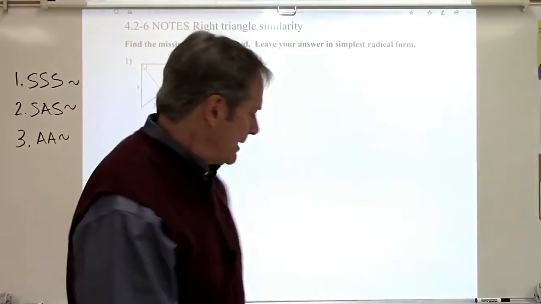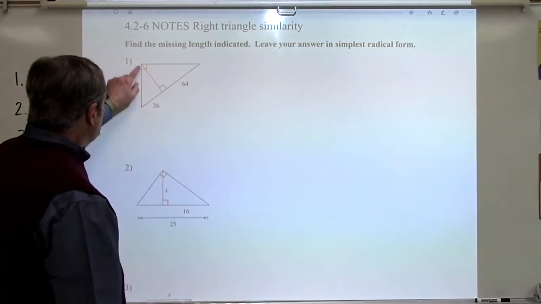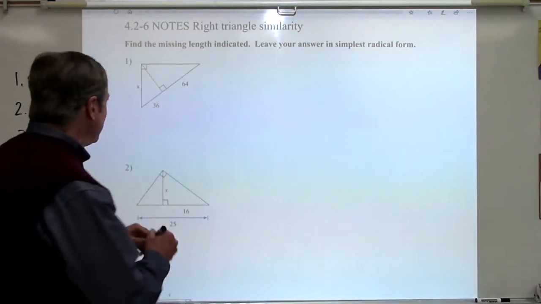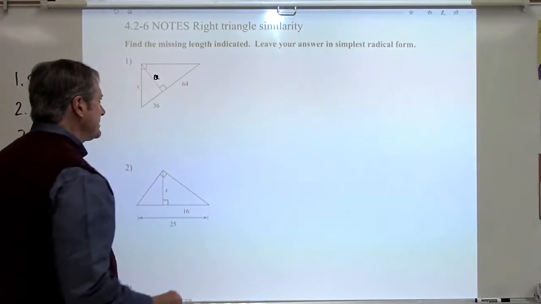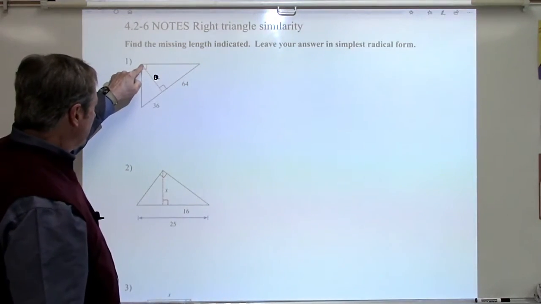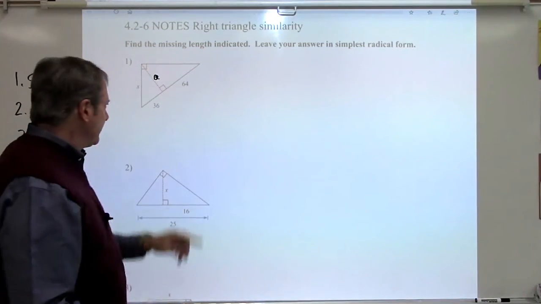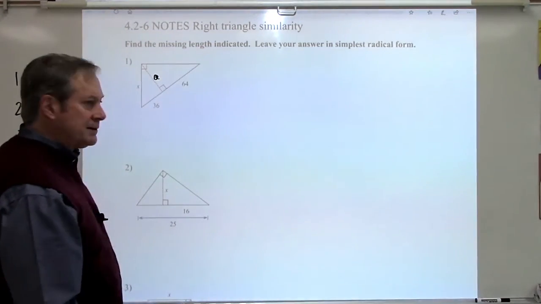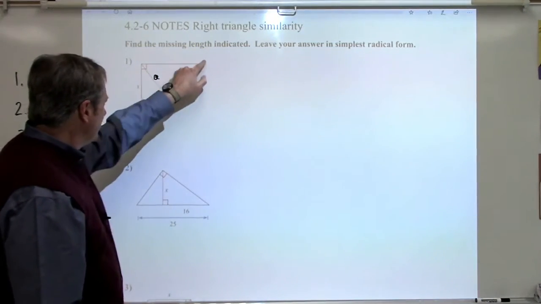Now, when you take a right triangle, like in example 1 of your notes, and you drop what's called an altitude, in fact, go ahead and write A for altitude, it comes from that vertex down at a right angle. It has split this larger right triangle into 3. You've got the big one, and you've got the little one, and you've got the medium-sized one.